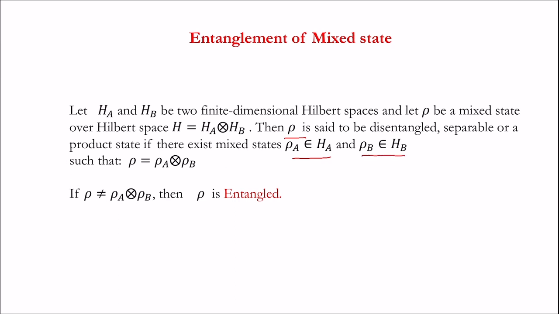If I can write the composite density matrix of the composite system as a product of the density matrix corresponding to system A and system B, then A and B are said to be not entangled, because they are separable. On the other hand, if I cannot write the composite density matrix as a product of the respective density matrices of systems A and B, then rho is said to be entangled. So this much basic things should be clear to all of us by now.